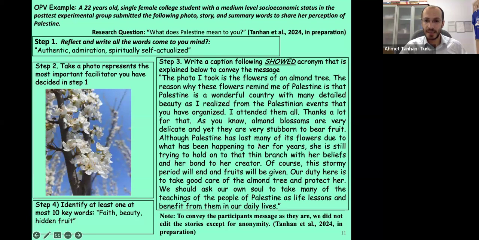Although Palestine has lost many of its flowers due to what has been happening to her for years, she is still trying to hold on to that thin branch with her beliefs and her bond to her creator. Of course, this stormy period will end and fruits will be given. Our duty here is to take good care of the almond tree and protect her. We should ask our own soul to take many of the teachings of the people of Palestine as life lessons and benefit from them in our daily lives.